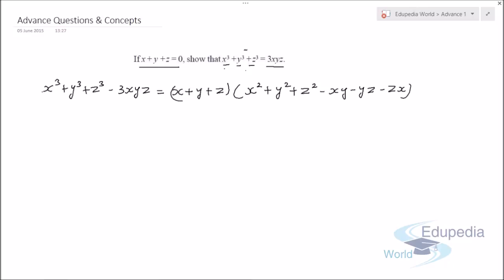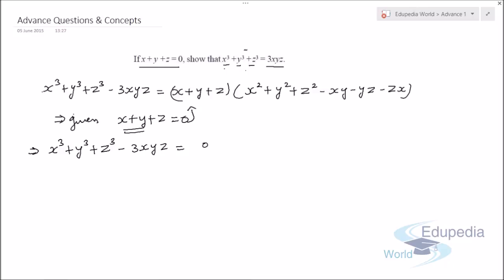So what we are given is x plus y plus z equals 0. So what we can do is put the value of x plus y plus z over here. So we will see what we get is x cube plus y cube plus z cube minus 3xyz equals 0, because x plus y plus z equals 0.